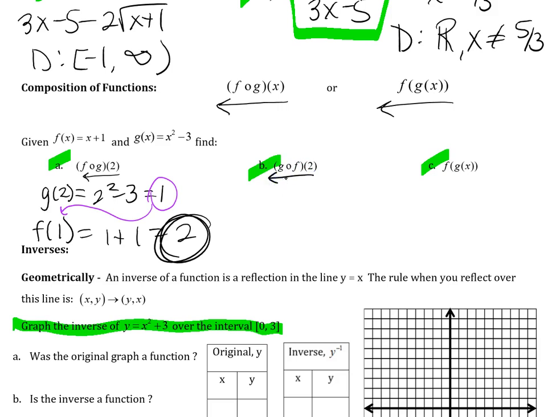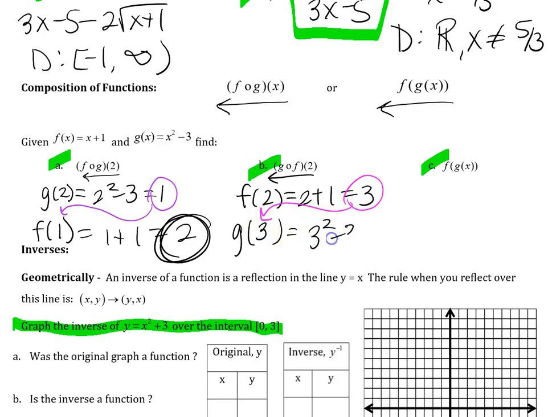Now it's not commutative, meaning you can't just switch the order and get the same answer. I'm going to calculate f of 2, which is 2 plus 1, which is 3, which means I'm now going to calculate g of 3. So 3 squared minus 3, which is 9 minus 3, which is 6. That's your final answer. So notice you don't get the same thing.